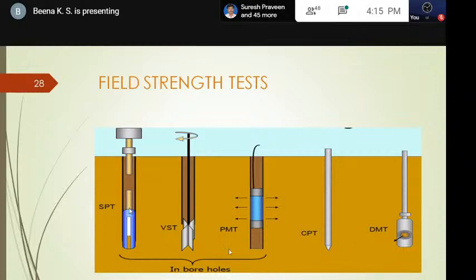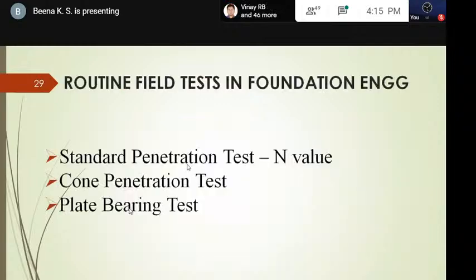The N value obtained from this test then has to be corrected. Now the routine field tests in foundation engineering for finding out the bearing capacity of shallow foundations are normally the standard penetration test, which gives the N value, the cone penetration test, then the plate bearing test, etc.